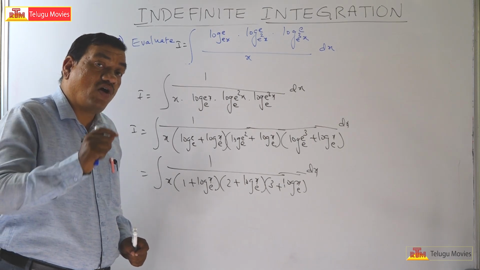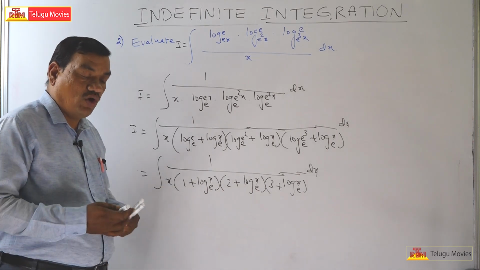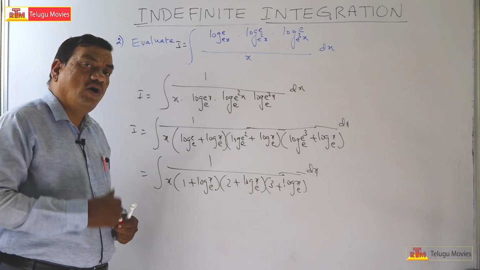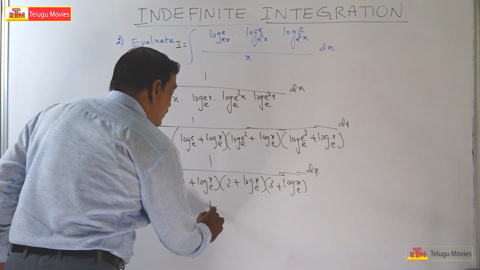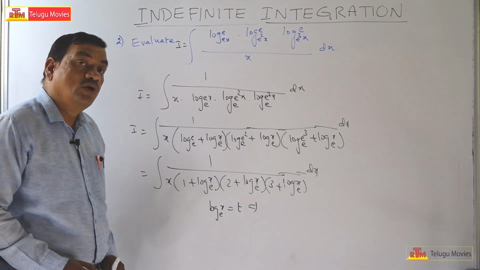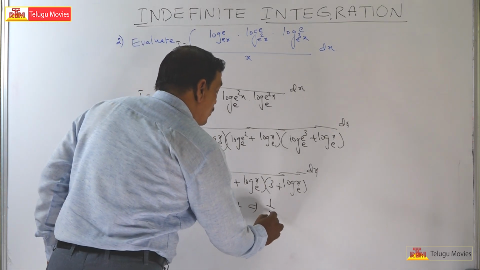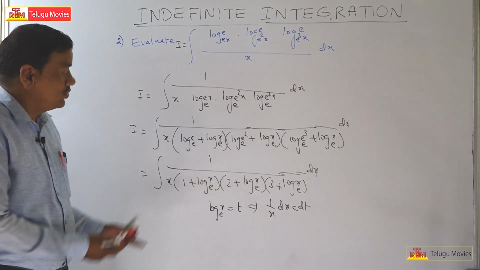What is the derivative of log x? This is 1 by x. Derivative of log x is equal to how much? 1 by x. Then, are you not getting an idea that we can substitute log x to the base e is equal to t? So that 1 by x dx is equal to dt. Understand? So, do that only.